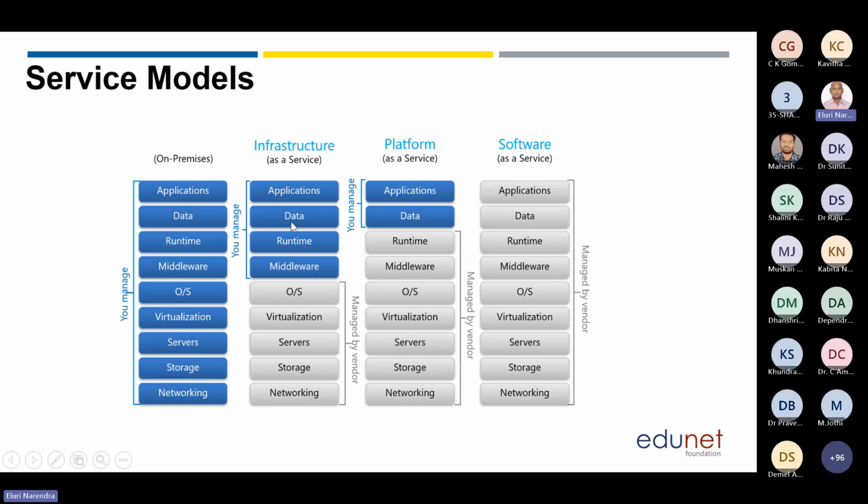Suppose you look at IaaS, Infrastructure as a Service, the second column. Here the cloud service people are providing only the hardware part. You can see the server they are providing, the storage component they are providing, all the hardware components they are providing. That is called Infrastructure as a Service.